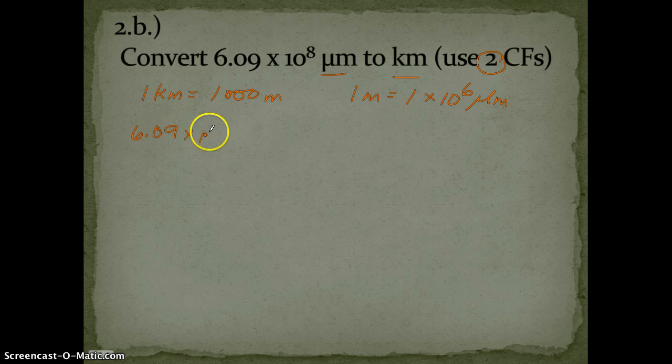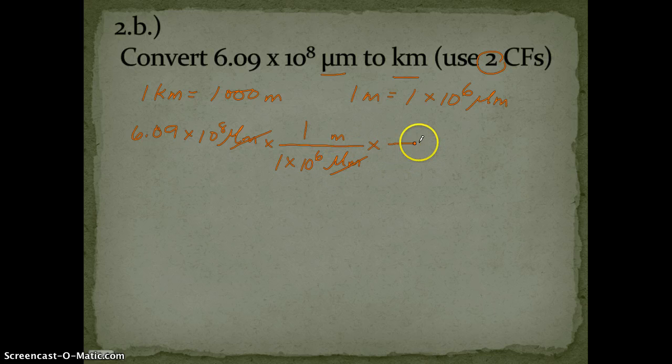All right, so if we know those two things, we can just start this process. 6.09 times 10 to the 8th micrometers. And the first conversion factor we want to use would have to involve microns. So that would go on the bottom, meters on the top. What's bigger? Meters. You stick a 1 there. And then there's 1 times 10 to the 6th microns in a meter. Okay, got rid of those.